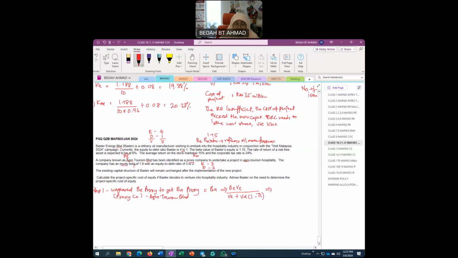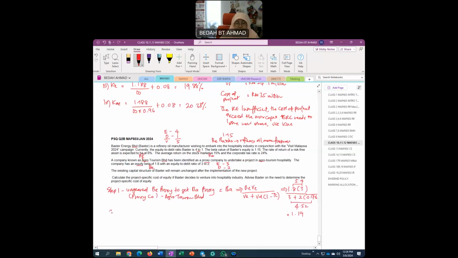So this one, equity beta BE is 1.8, VE is 3, divide by 3 plus 2 times 1 minus TC, 0.76. So 1.8 multiplied by 3 is 5.4. You need to settle VD first: 2 multiplied by 0.76 plus 3 gives 4.52. So 5.4 divided by 4.52 will give you 1.19. You can take 2 or 3 decimals. So it is 1.19.